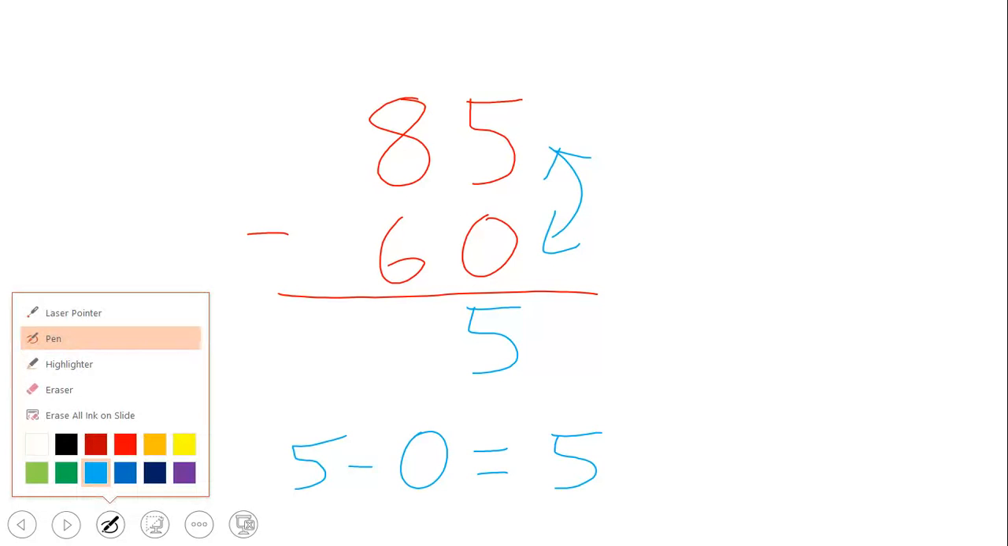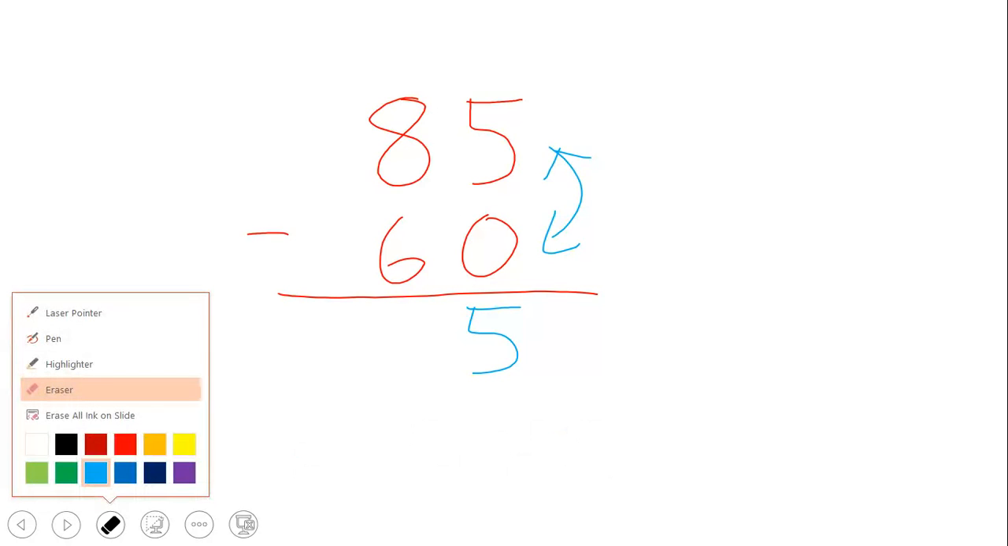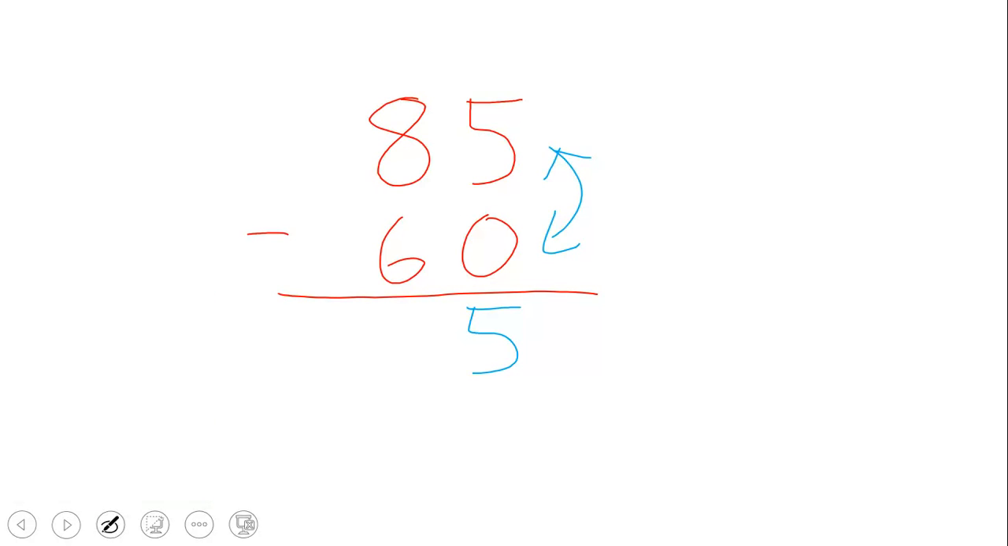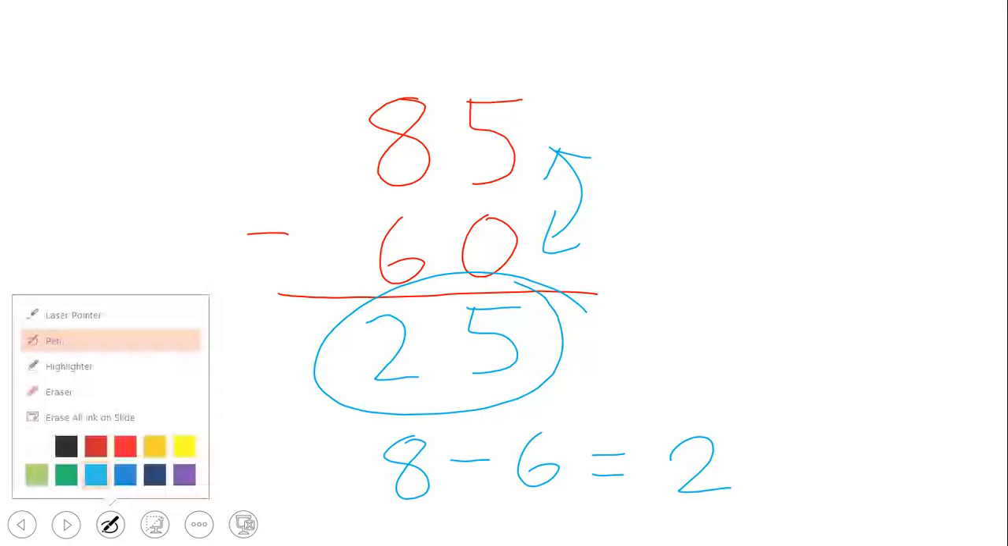Next, we go to the tens column, and the numbers in the tens column are 8 and 6. And we ask, what is 8 minus 6? Indeed, 8 minus 6 is 2. Thus, we place the 2 here. So 85 minus 60 is indeed 25.